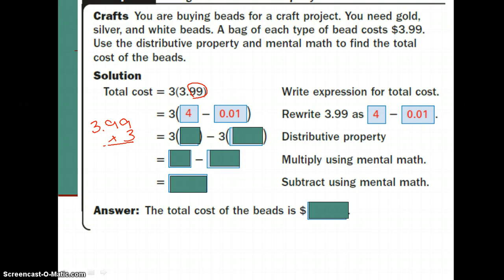So then we can use the distributive property, 3 times 4, and then 3 times the penny, and subtract in the middle. 3 times 4 is 12. 3 times 1 cent is 3 cents. And then what's $12 minus 3 cents? $11.97. That's the total cost of the beads.